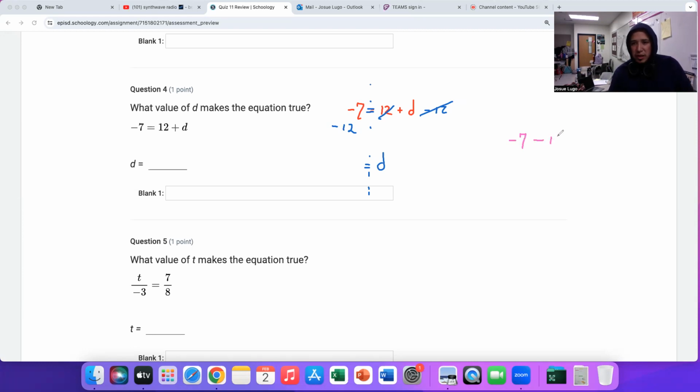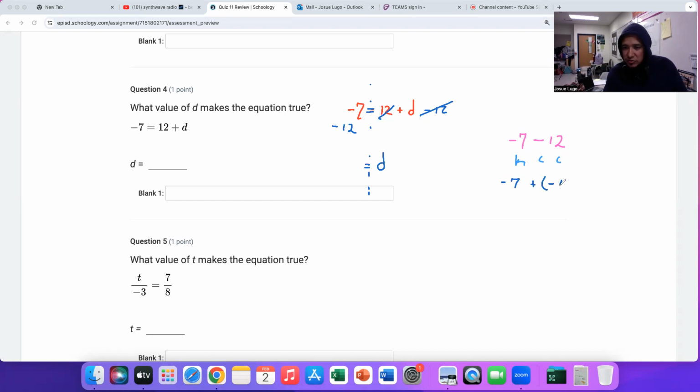minus 12. Now, whenever you're subtracting, guys, when in doubt, don't do it as a subtraction problem. Let us change it to an addition problem. And lucky for us, we know how to do that. We can apply KCC. Again, I am not changing the problem. I'm just changing my perspective.